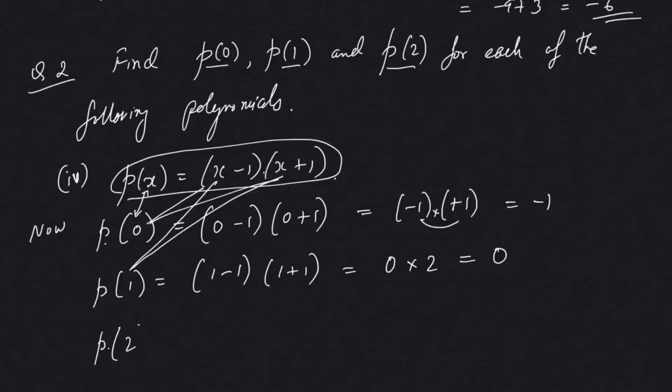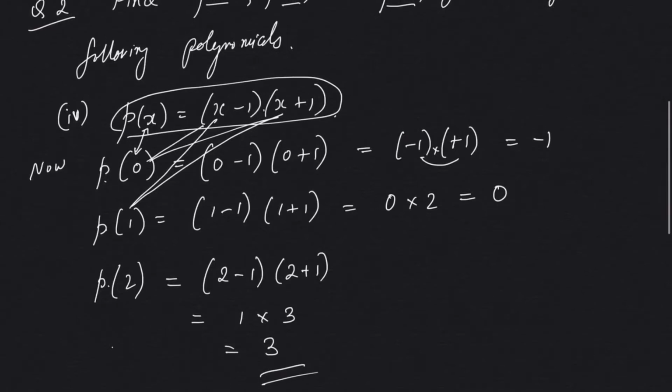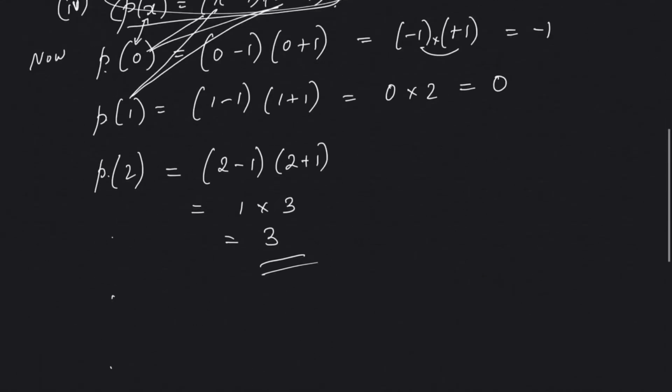Next value, p of 2. Instead of x we will use 2. So that's 2 minus 1, 1, into 2 plus 1, 3. So the value will be 3. So that's how simple it is, just to find the values of the polynomial at the given values when the polynomial is given in terms of certain variables.